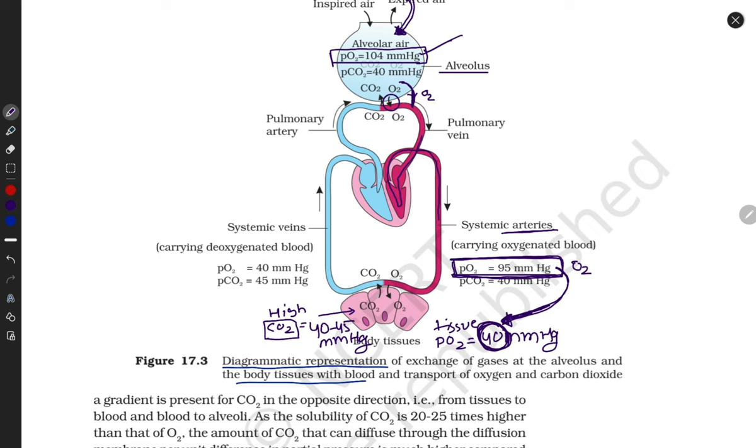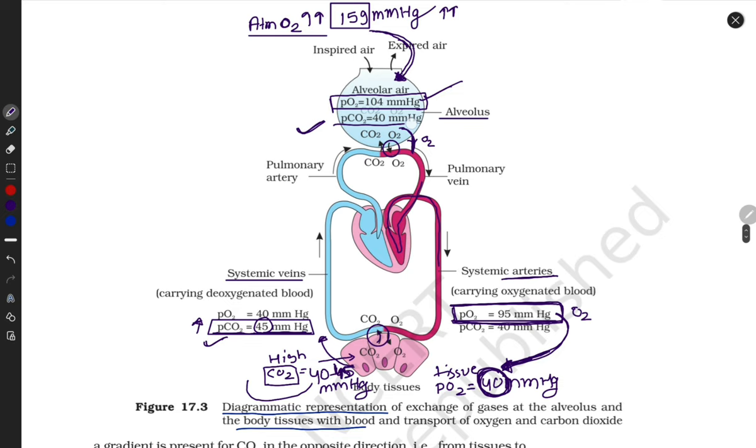Look at this arrow. Why? Because systemic veins contain less CO2 compared to tissue. So where to where will CO2 move? Here is 40, here is 40 to 45, here is larger, and it moves towards this. And now the partial pressure of CO2 here is more compared to the alveoli. They have a 45 mmHg CO2 level, but here they contain 40. So where to where will CO2 move? From here to here CO2 will move.